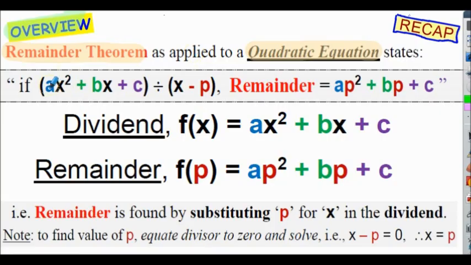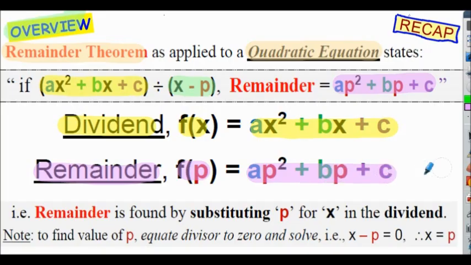So if we have a dividend of the form ax squared plus bx plus c, which is divided by our linear expression, x minus p, that's the divisor, the remainder can be shown to be of the form ap squared plus bp plus c. In other words, when you compare the dividend with the remainder, they're both quadratic formats, but the dividend is actually a function of x, ax squared plus bx plus c, and the remainder is a function of p, ap squared plus bp plus c. So essentially the remainder is found by substituting the value of p for x in the dividend. And to find the value of p, we equate the divisor to 0 and solve.